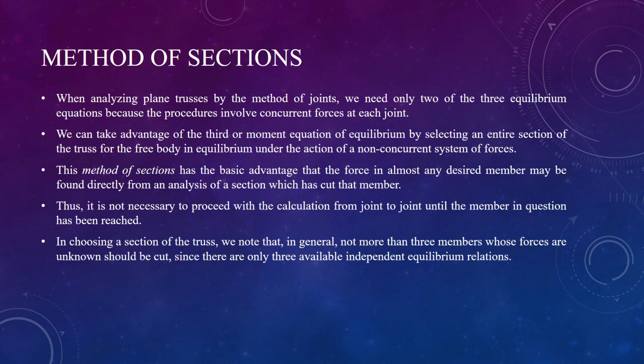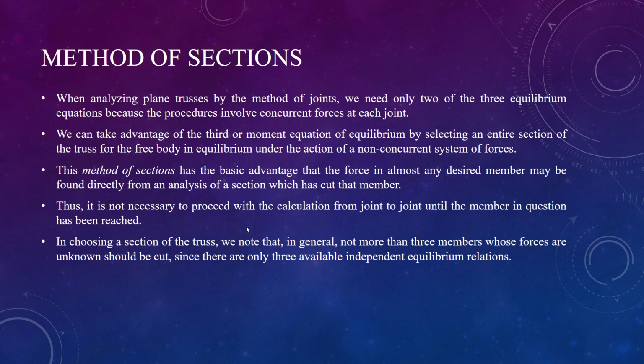In choosing a section of the truss, we note that in general not more than three members whose forces are unknown should be cut. So you should not cut too many members in any section. For instance, in a structure with 4, 5, or 6 members, if you want to cut through it, the maximum number of members with unknown forces should be not more than 3.